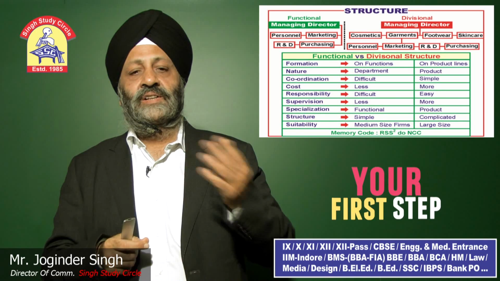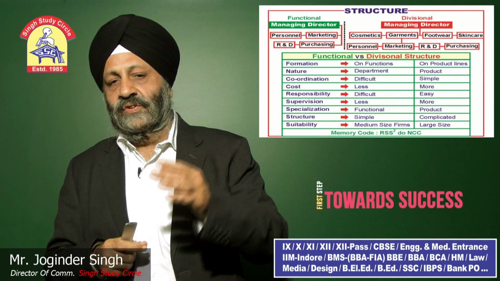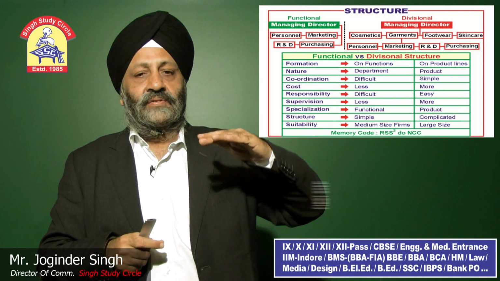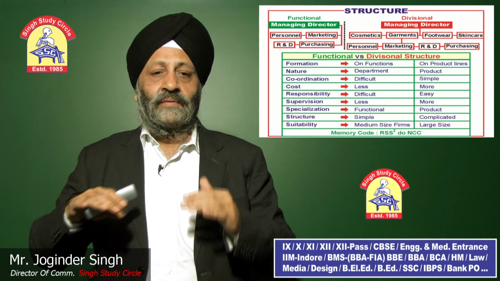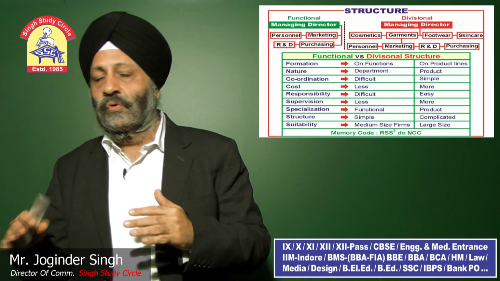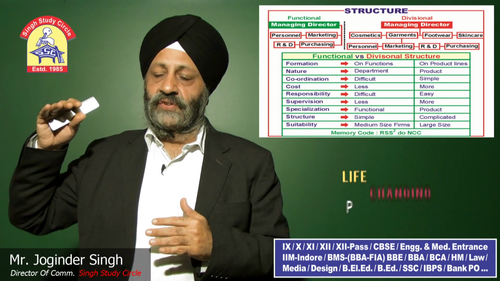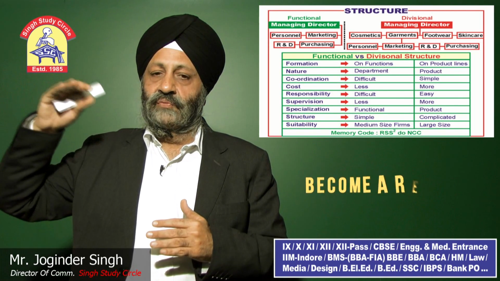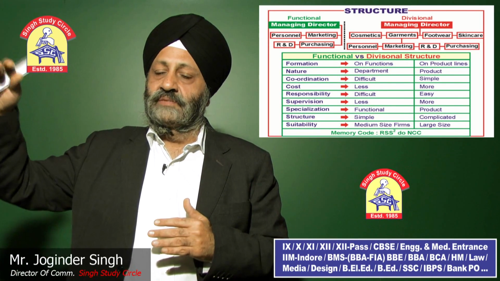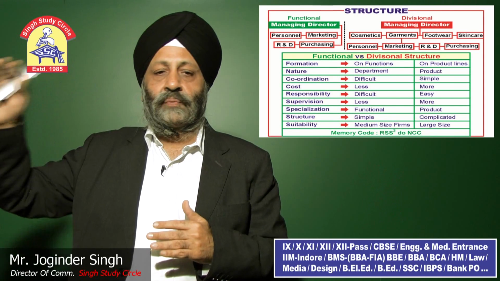Now N stands for nature. In case of functional, the nature is department: sales department, purchase department, production department. But in case of divisional structure, product will come first. We will say this person is the software purchase manager. This person is the vehicle purchase manager. So we will identify it with the product.